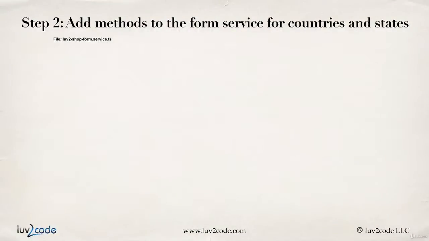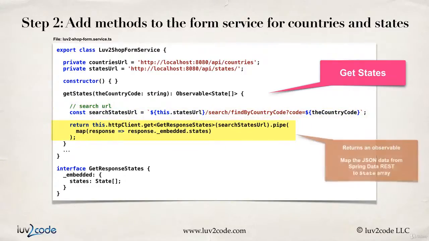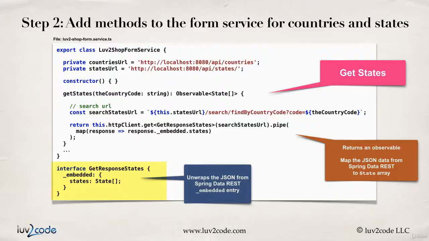Alrighty, and we kind of just repeat the process for states. So we'll have this method here, getStates, pass in the country code, and then we'll set up this search states URL. So we basically say find by country code and code equals the country code that they pass in. And then we do a similar thing. So this returns an observable. We map the JSON data from the Spring Data REST to a state array. And then at the bottom, we make use of this interface, GetResponseStates. Again, unwrapping the JSON from Spring Data REST, and we map it to that underscore embedded entry. So same coding that we've done before.